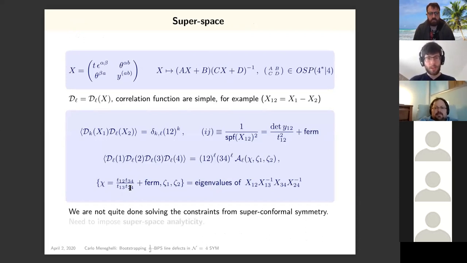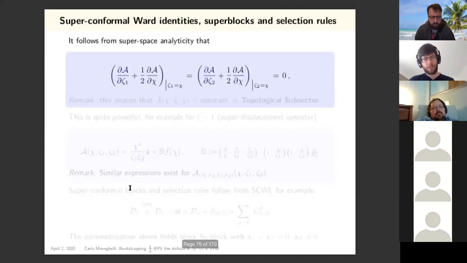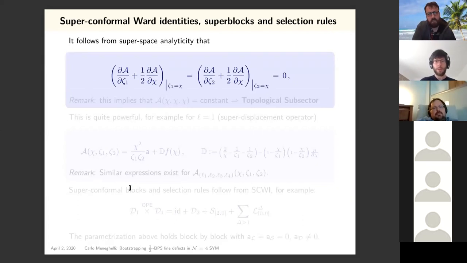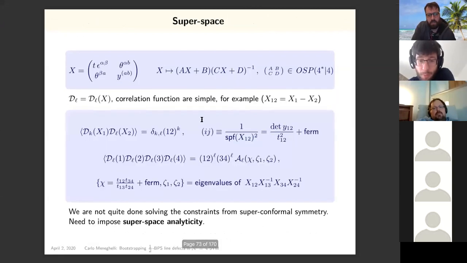Okay. Yeah, thanks. So turning on the theta is just a trick to derive these equations. But once you have derived the equation, you can forget about the thetas and just work with the bosons, with Y and T. For example, the statement is that if you have a four point correlation of some very particular type of operator, then it doesn't depend on the cross ratio.